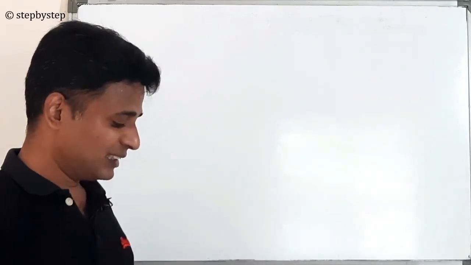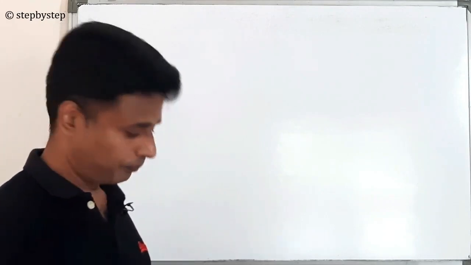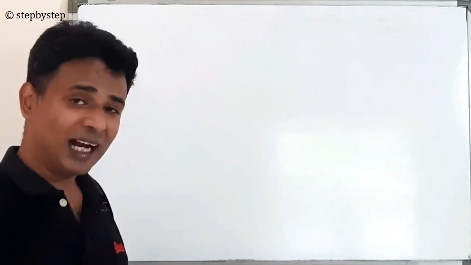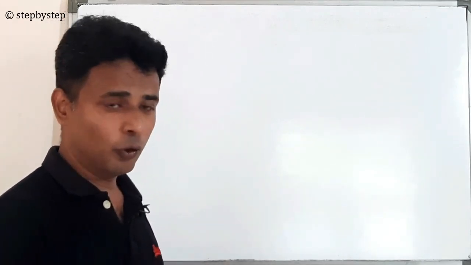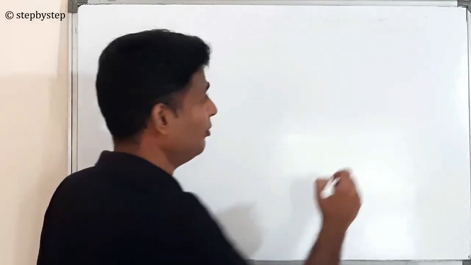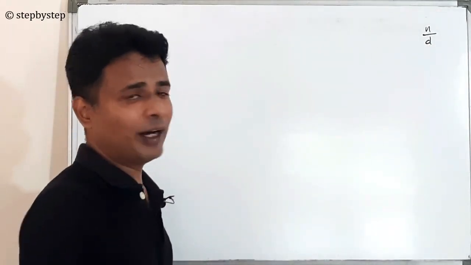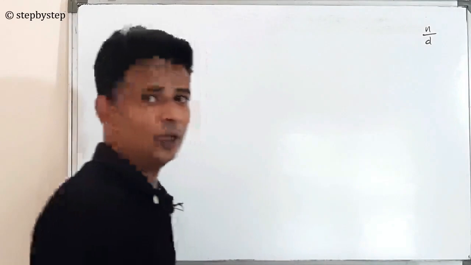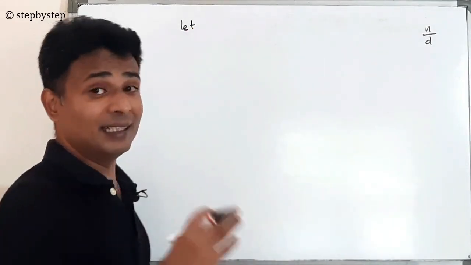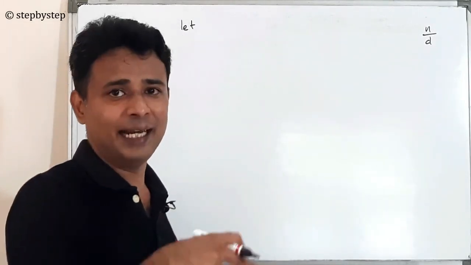What they have given: the sum of numerator and denominator of a fraction is 12. If 1 is added to both numerator and denominator, the fraction becomes 3 by 4. Find the fraction. Now if you have to find a fraction, what does a fraction have? Numerator and denominator, right? So what do you have to find? You have to find the numerator and denominator, the two things. So in this problem I will not use x and y, because I can use n and d itself.